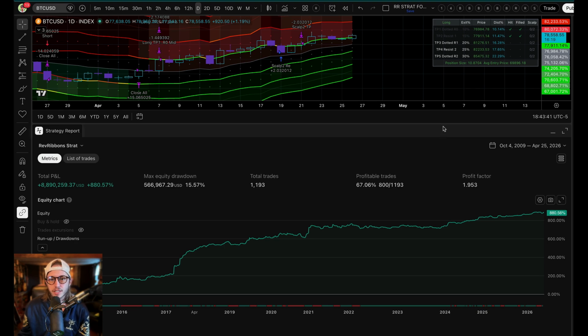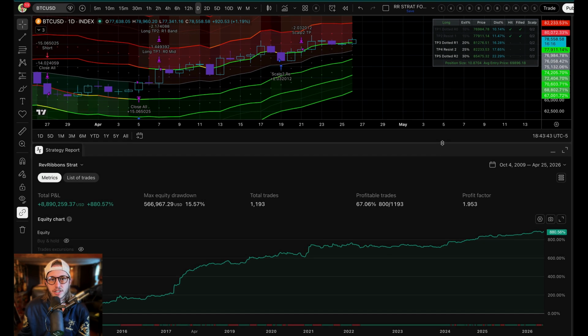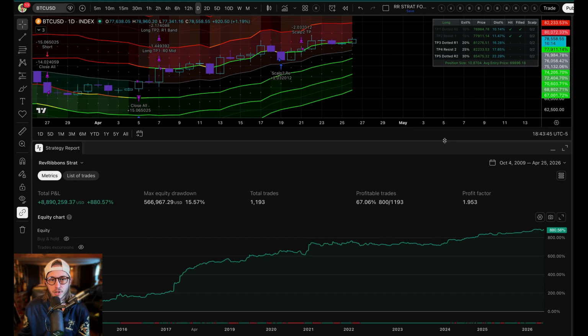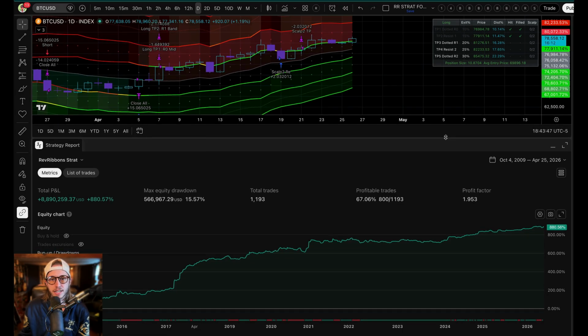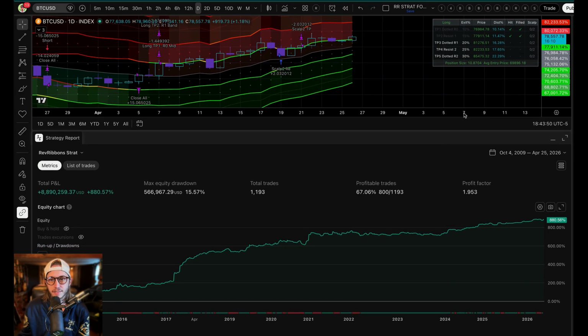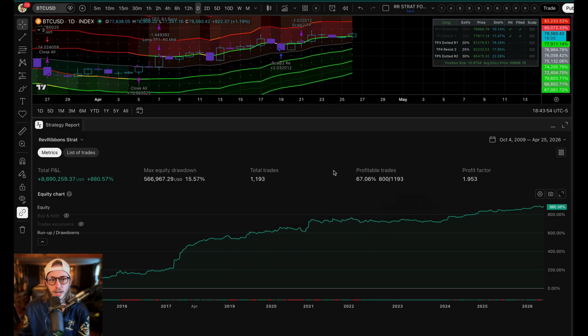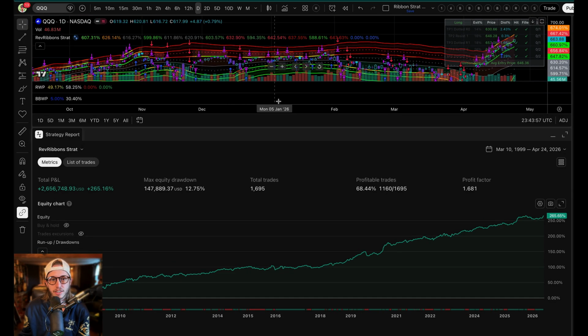All right, today we are looking at the Revin Ribbons strategy. Very excited for the release of this, and special thanks to Crown for being the brains behind this strategy. And yeah, really cool to see that it works out over time. The equity curve is up and to the right, what we like to see, both on Bitcoin and on the QQQ.